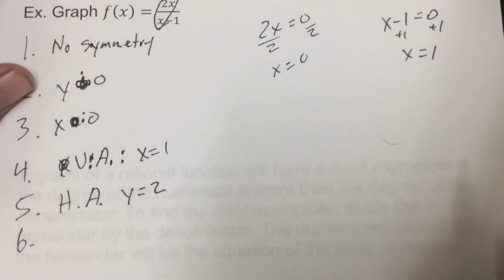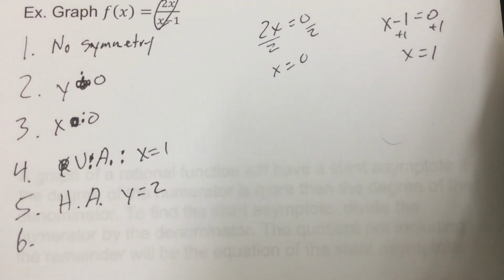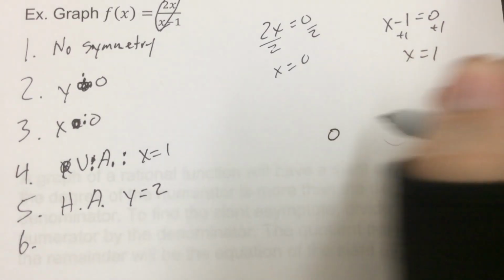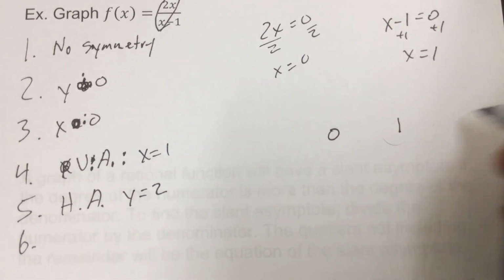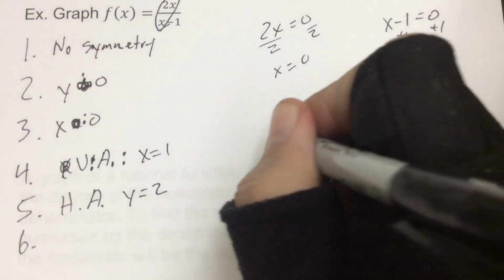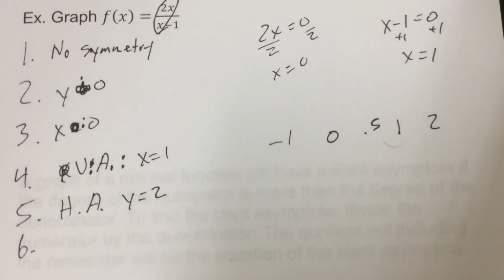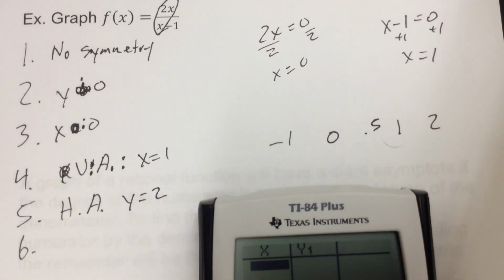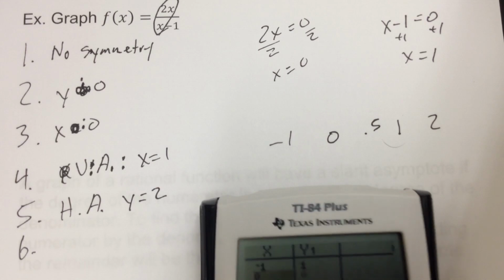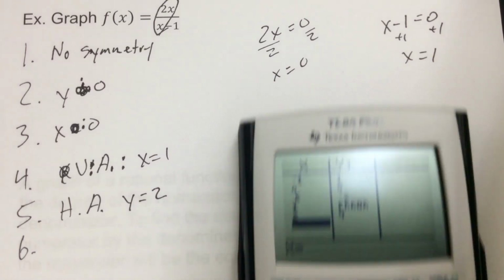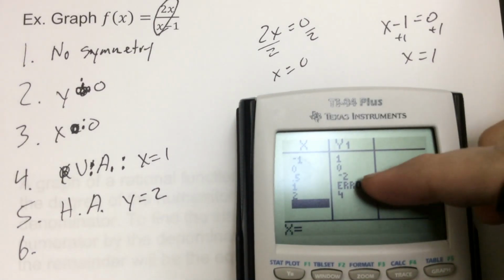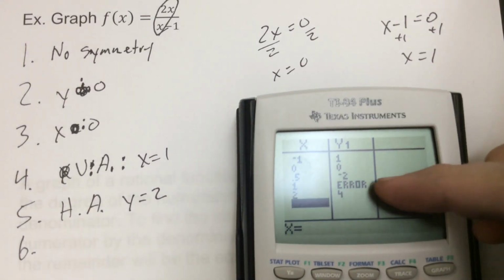Now, we're going to have a point in between and beyond each x-intercept and vertical asymptote. So x-intercept is going to be at 0. Vertical asymptote is going to be at 1. So I need something on either side and in between. I'm going to go negative 1, 0.5, and 2. So that's what I'm going to put in here. So negative 1, 0, 0.5, 1, and 2. So you're going to put all of those in there. Now, on your vertical asymptote, it should be an error. So you shouldn't get anything there.